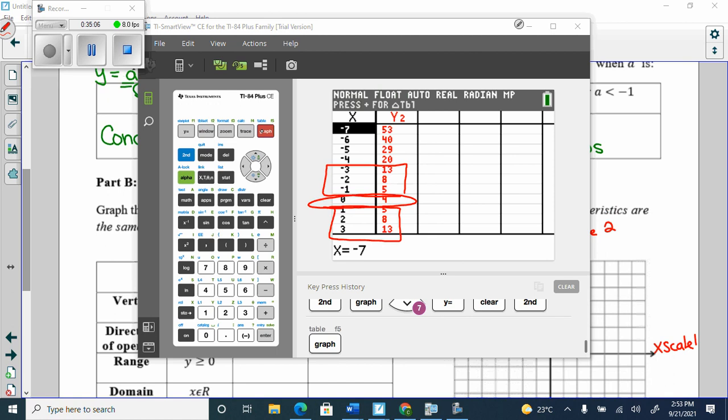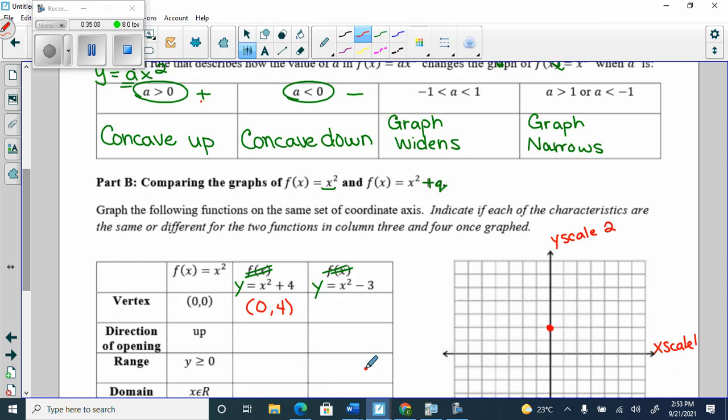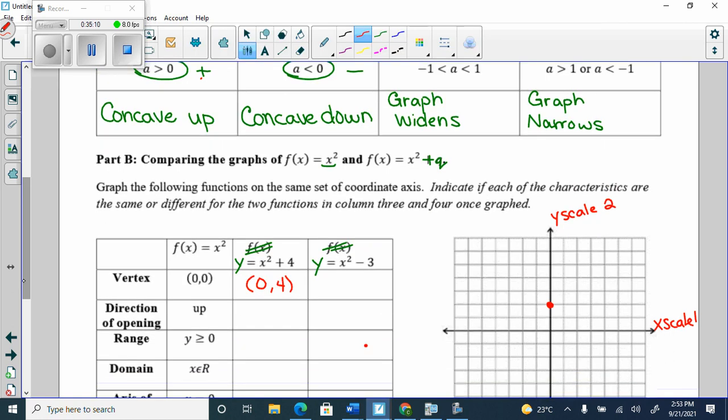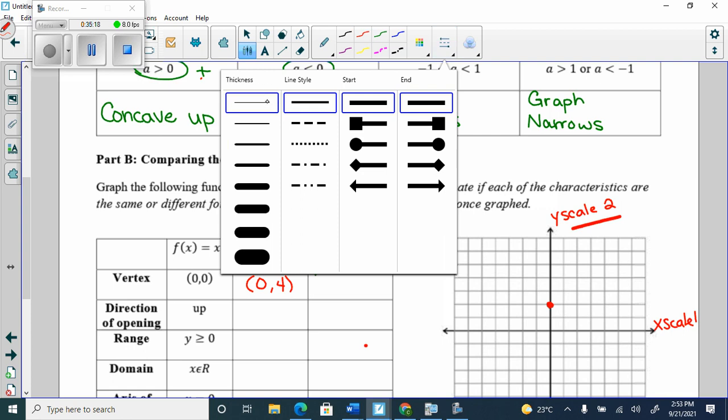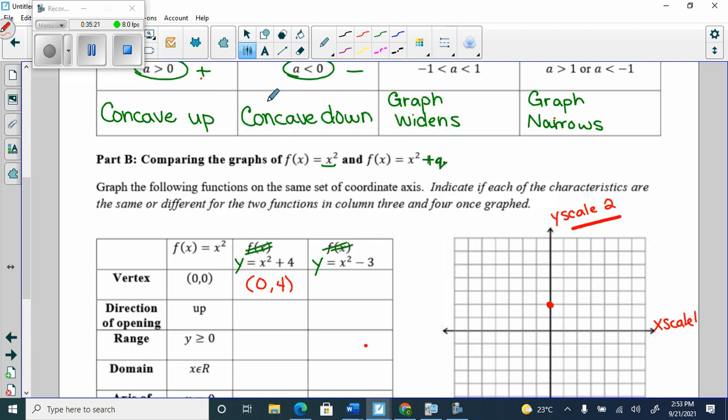Okay. So I'm going to plot negative 3 and 13. Why can I plot 13? Because I made the y scale be 2. So negative 3 and 13. 1, 2, 3, 2, 4, 6, 8, 10, 12, 13. And then I have negative 2 and 8. Negative 2 and 2, 4, 6, 8. Then I had negative 1 and 5. 2, 4, 5. Then I had 1 and 5.